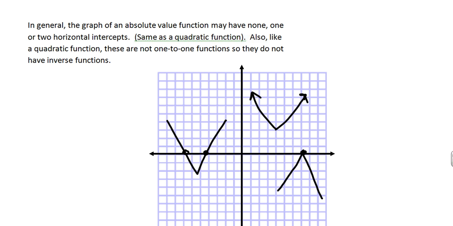So when we're solving equations, we may come up with none, one, or two solutions to an absolute value equation, as we do with our quadratic equations. Also, these are not one-to-one functions, so they don't have inverses.